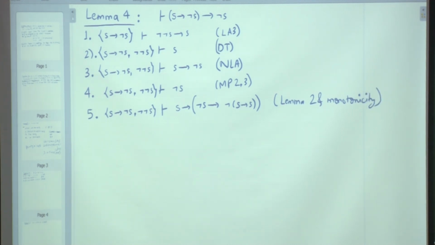Now I'm just going to skip step 6, complete it, and I'm directly going to conclude negation S implies S. It's 2 times MP, and then what?